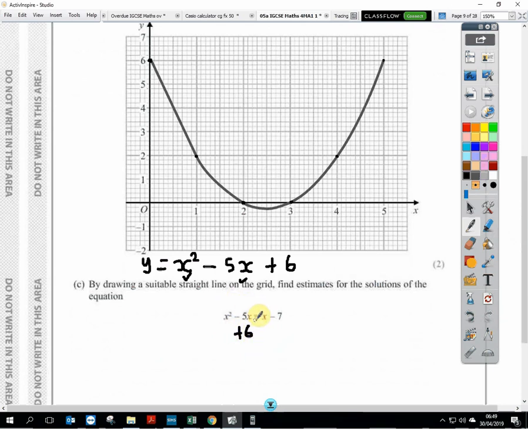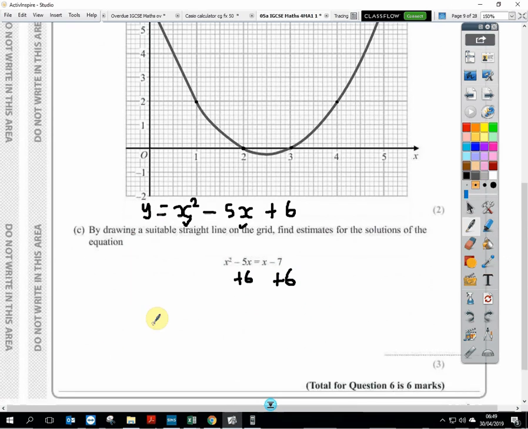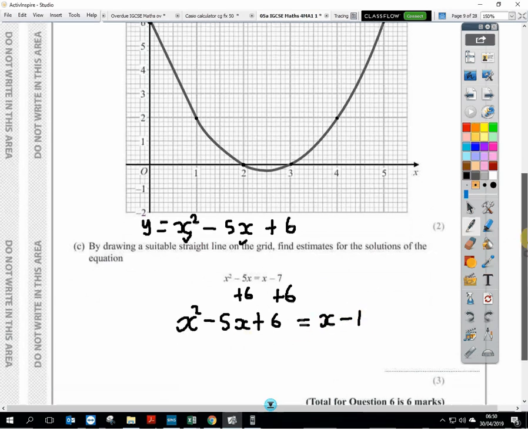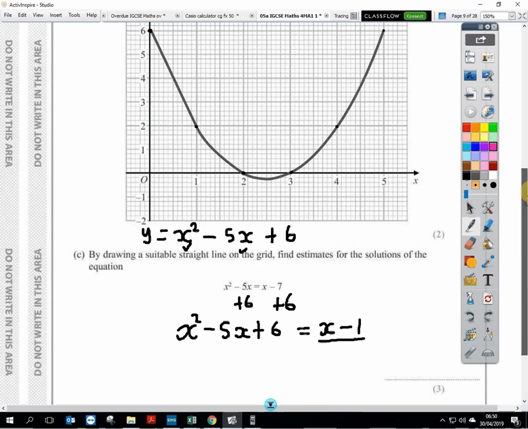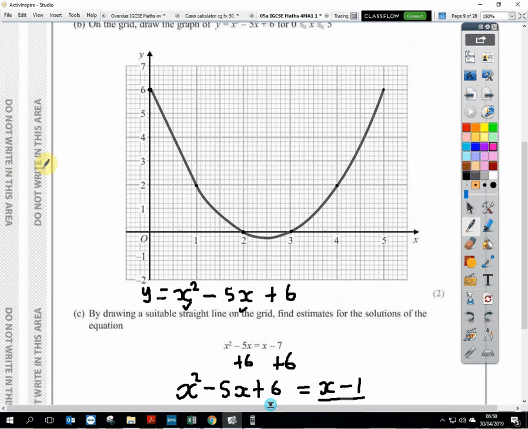But you can't just add 6 to the left-hand side, you have to add it to the right-hand side as well to balance it. So when I balance this, we have x squared minus 5x plus 6 is equal to minus 7 and 6 is negative 1, so it's equal to x minus 1. So we have this graph drawn, y equals x squared minus 5x plus 6, but we haven't got this one drawn, but we are going to draw it. So let's draw y equals x minus 1.